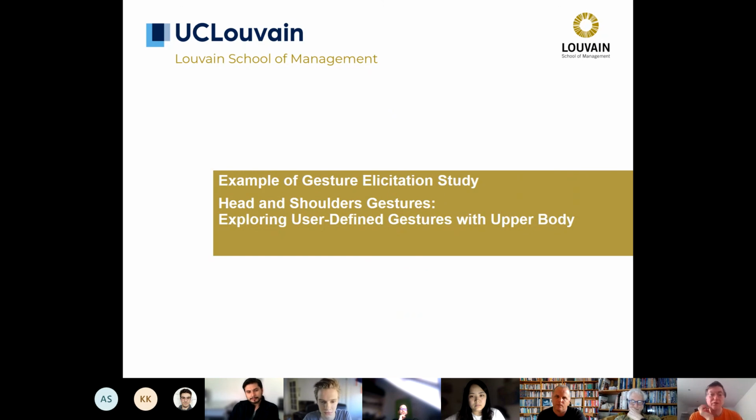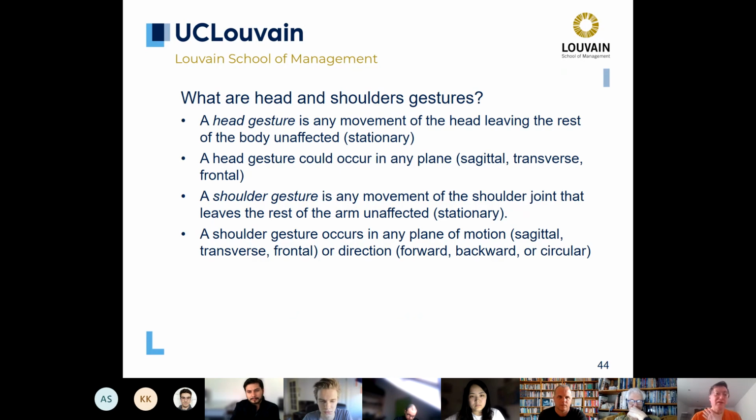So here is an example of such a study that was supposed to come up with a consensus set of gestures involving the head and the shoulders. So quickly speaking, a head gesture is any movement, of course, of the head, and the shoulder we can move. So there are some particular cases where having gestures involving the head and or the shoulders are appropriate.